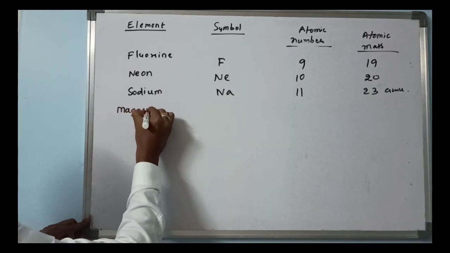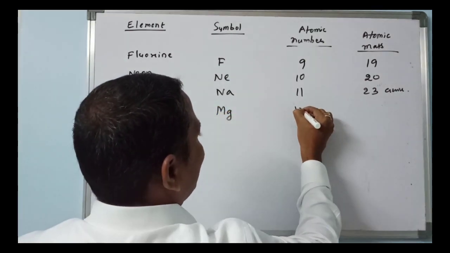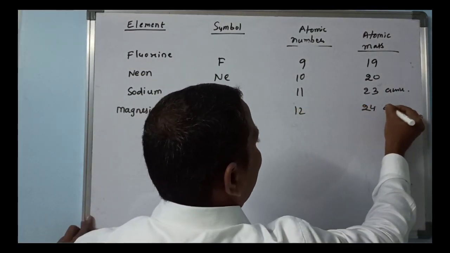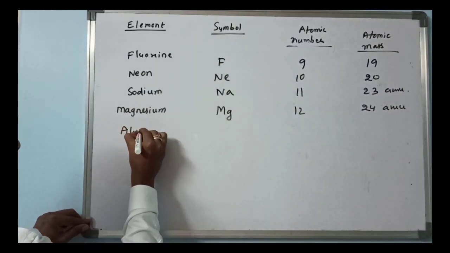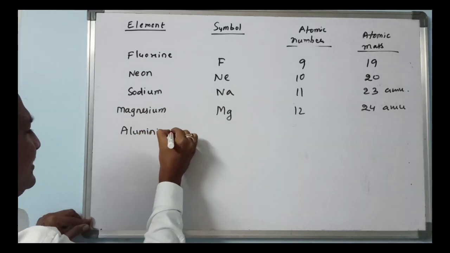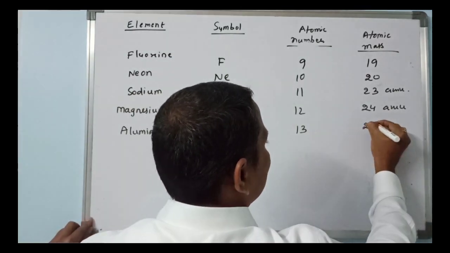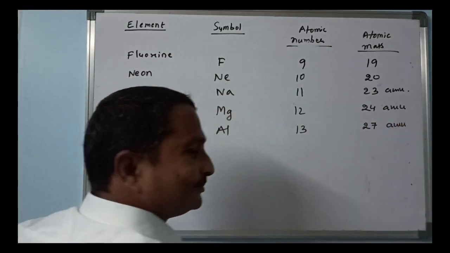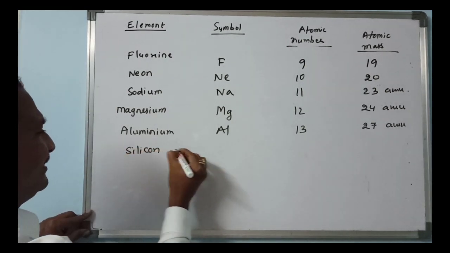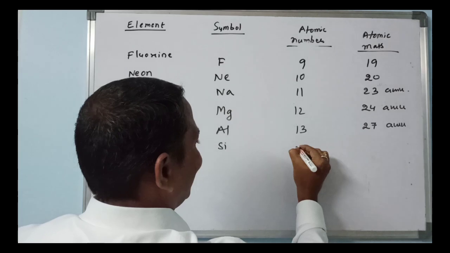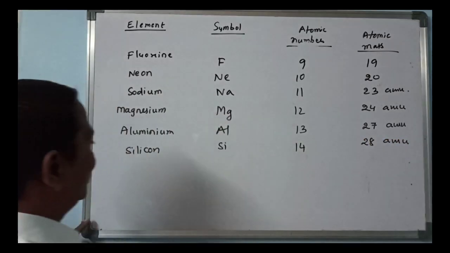Magnesium, atomic symbol Mg, atomic number 12, atomic mass 24 AMU. Okay. Next, aluminium, symbol Al, atomic number 13, atomic mass 27 AMU. Okay. Next, silicon, symbol Si, atomic number 14, atomic mass 28 AMU.